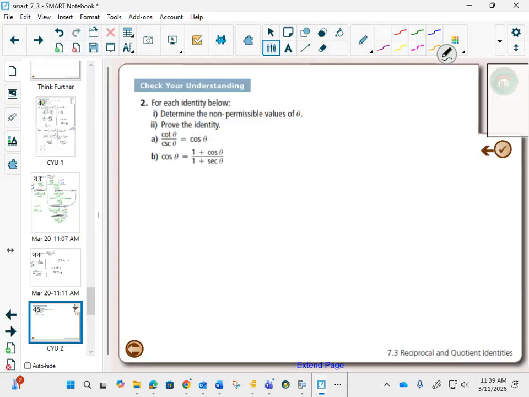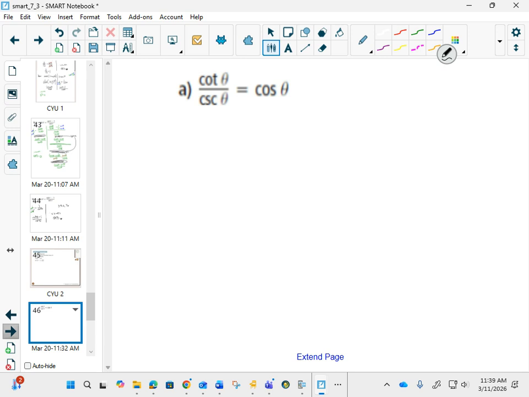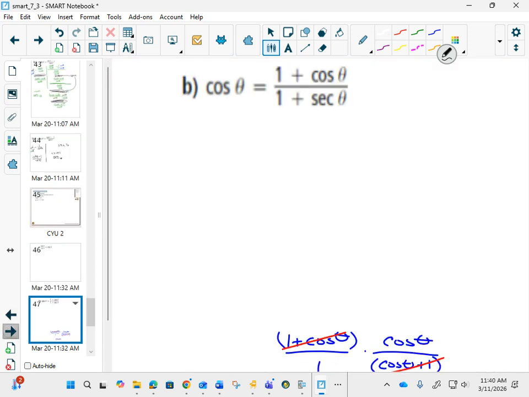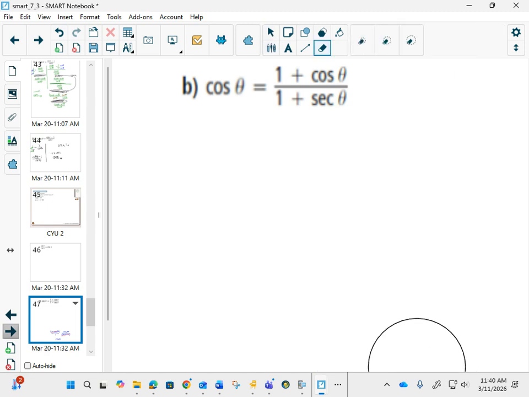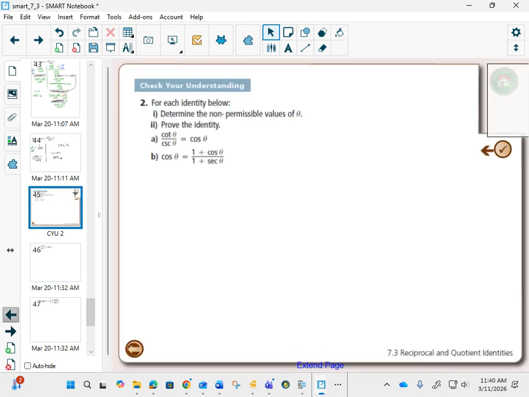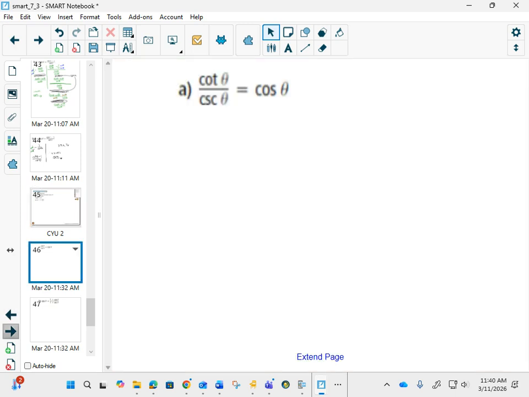For each identity, they want to determine the non-permissible values and prove them. There's A, got it already set up. There's B. We're actually going to do the proof first, and we'll do the non-permissible values after. Okay? So if you were proving this, you'd rewrite it, you'd draw your line.